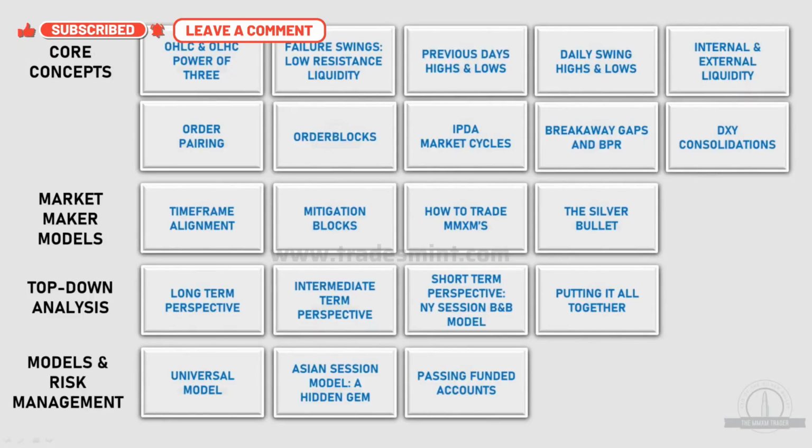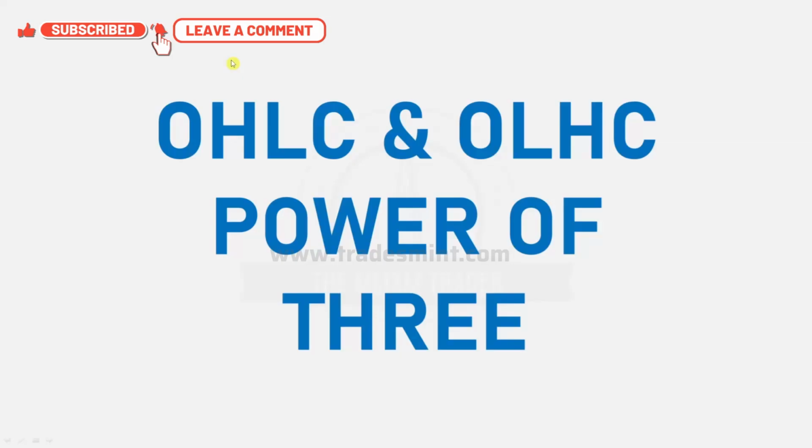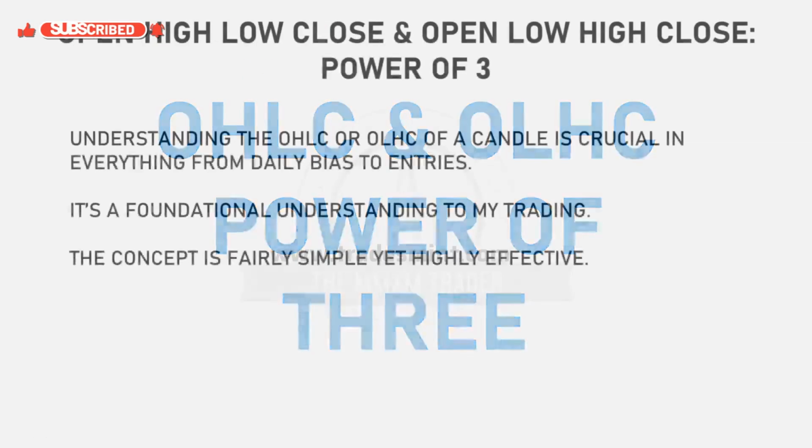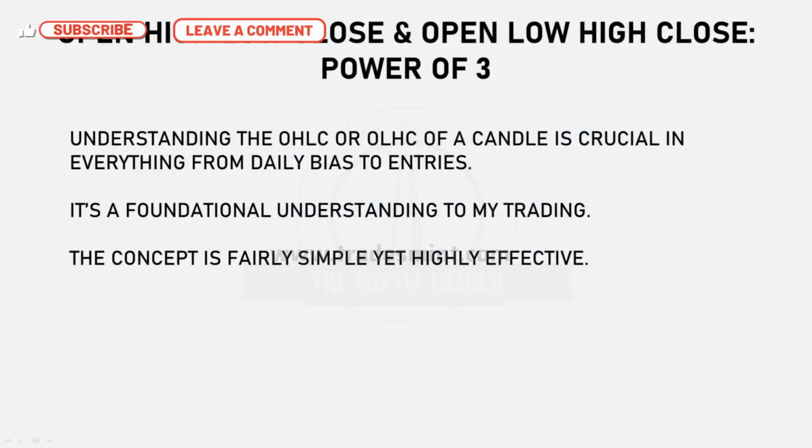So let's start off our first lesson about the power of three, which is the open high low close and the open low high close of a candle. Now, what is open high low close and open low high close? We also call this the power of three, right? So accumulation, manipulation, distribution of a certain type of candle. Understanding the open high low close or the open low high close of a candle is crucial in everything from daily bias to entries. It's a foundational understanding to my trading, and the concept is fairly simple yet highly effective.